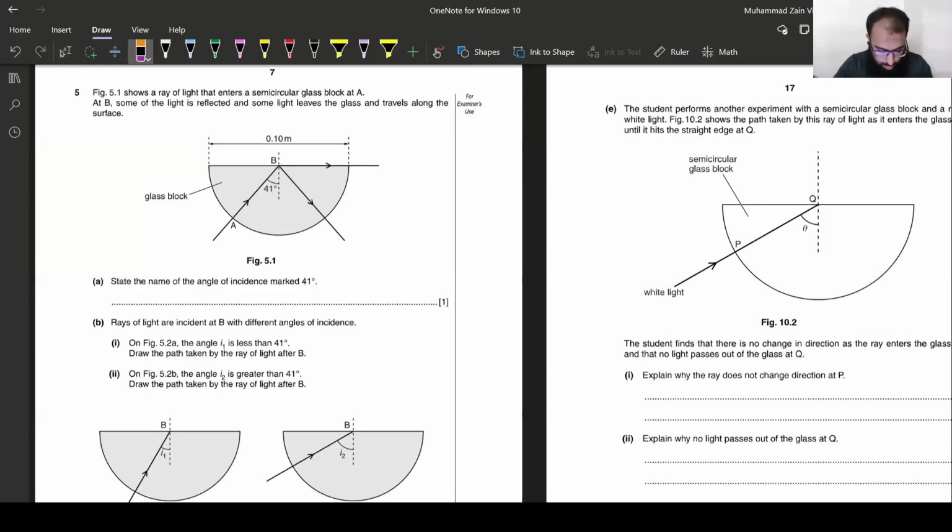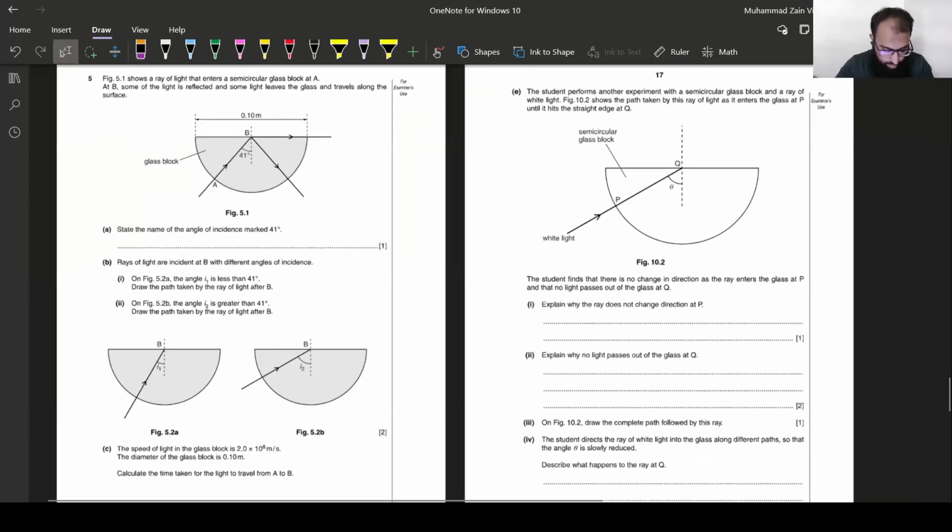The next part: rays of light are incident at B with different angles of incidence. On figure 5.2, the angle I1 is less than 41 degrees. So it's less than the critical angle, and I need to complete the path of the ray. Obviously, if it's less than the critical angle, light will simply pass on into air, and this is how it would go.